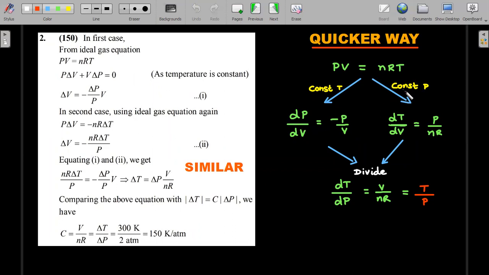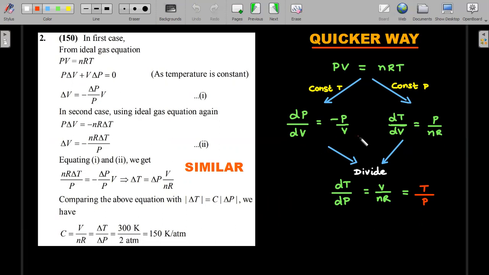Whereas for constant pressure, the dT by dV should be equal to P by nR. So at constant pressure, this would become PdV and this would be nR dT. Then rearrange, you'll get dT by dV is P by nR. So he said that he wants the change in temperature in the second process to the change in pressure in the first process for same dVs, right?